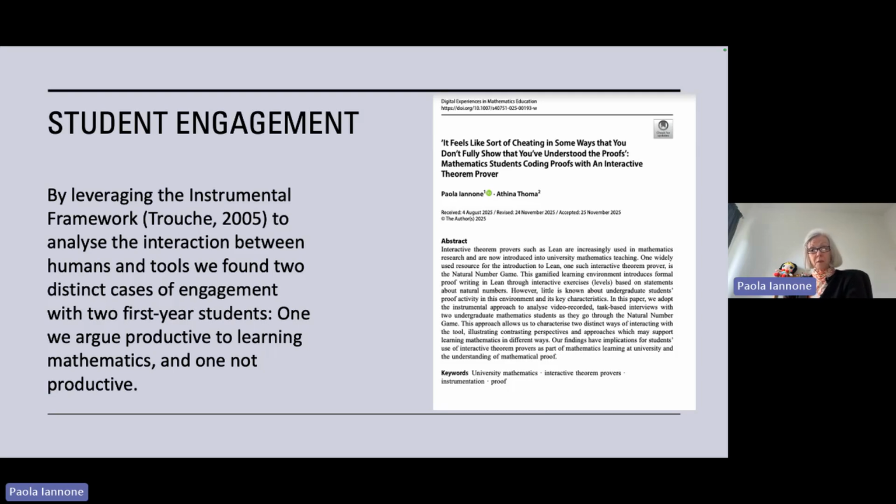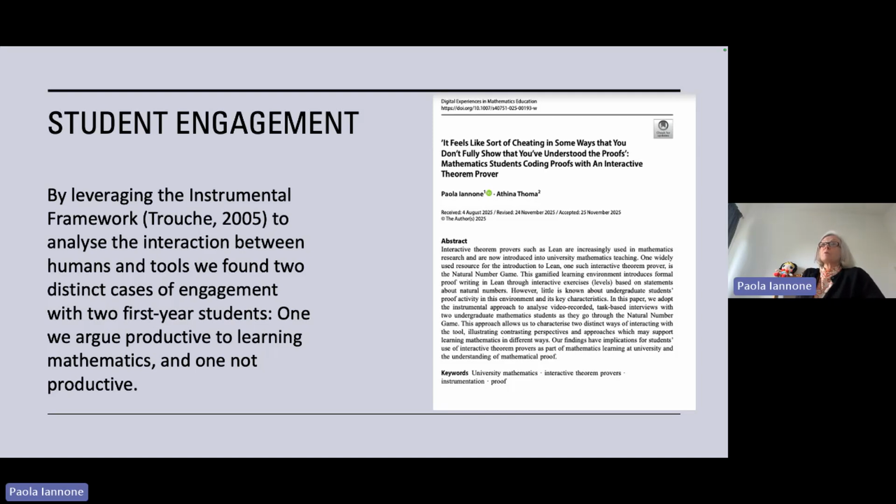But it's completely student-led, and these are students that have heard about Lean somewhere or another, done a little bit of the natural number game, and they meet in the Lean Club to do various things that go from trying to formalize some simple results to trying to progress in the natural number game.